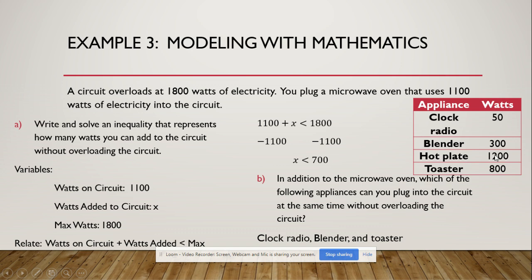A hot plate, if we plug a hot plate onto this circuit, we are going to overload it. So we cannot use the hot plate. The toaster, also not less than 700. So we also should not be using the toaster. So we should eliminate that answer. That's incorrect right there. So just the clock radio and the blender. Those are the only appliances we could add to this without overloading.